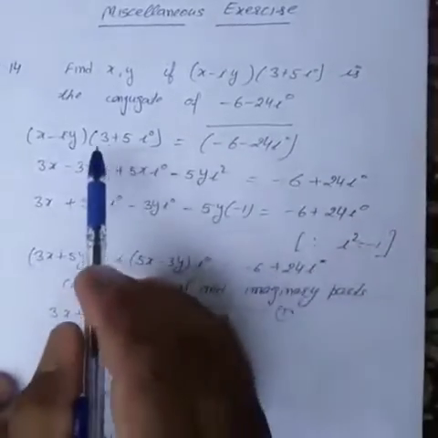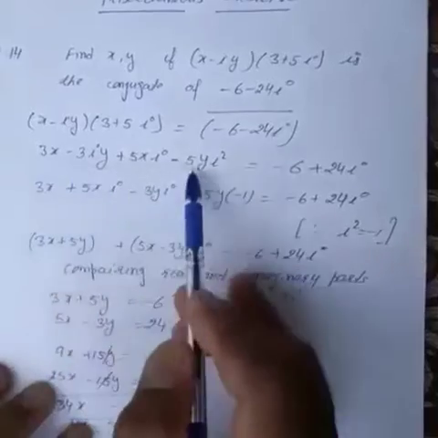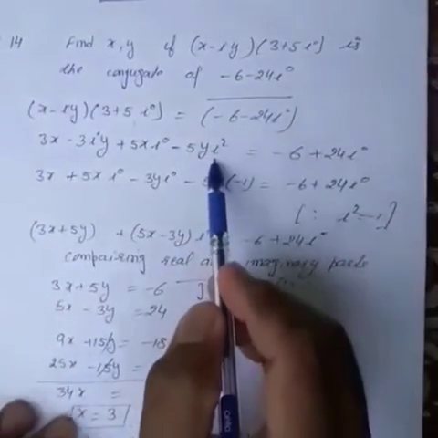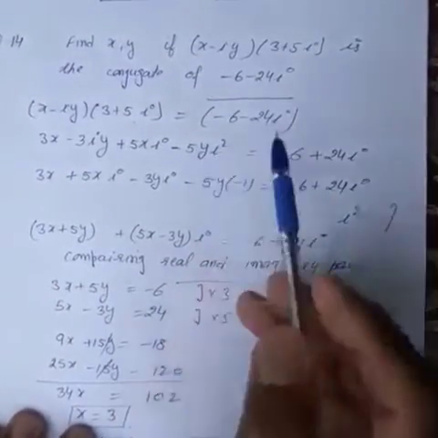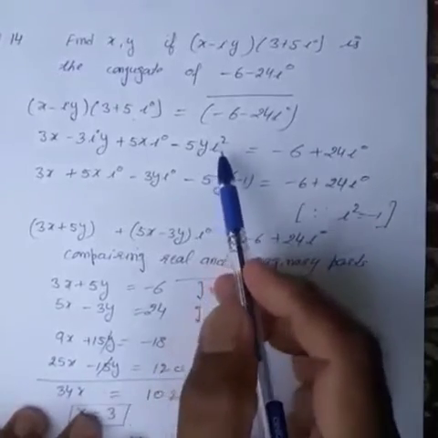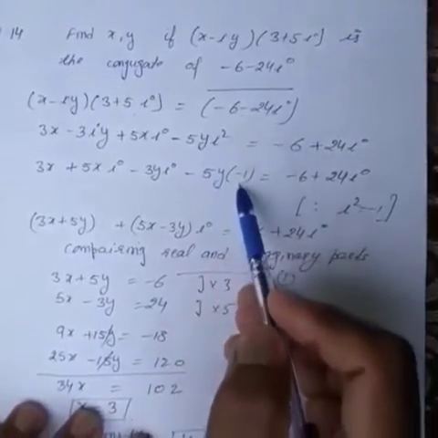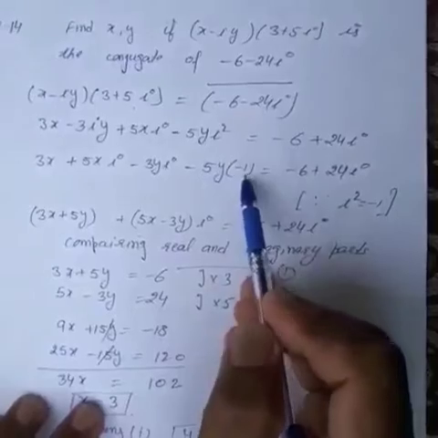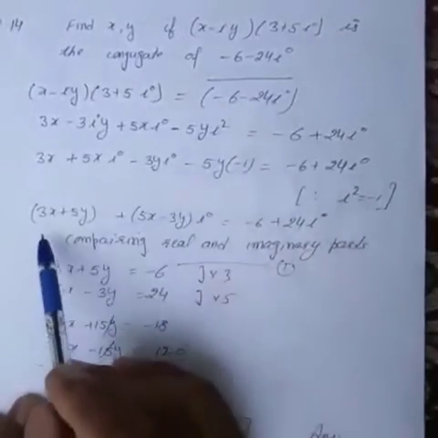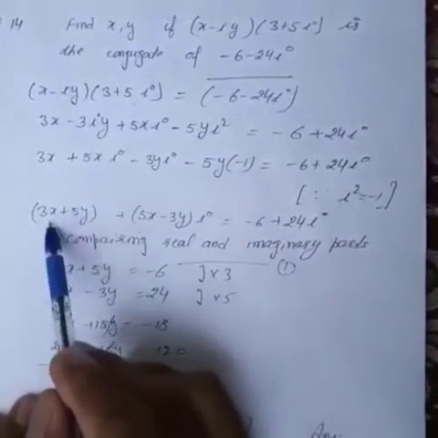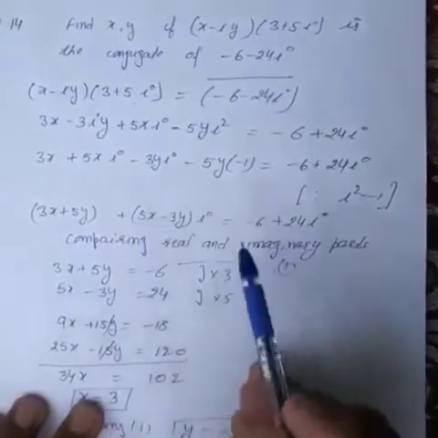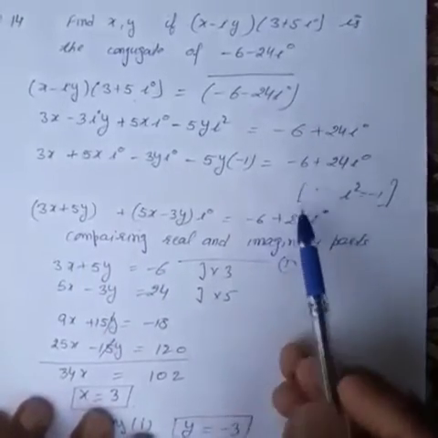So now simplify the left hand side by multiplying. Here we are having iota square. So we know whenever we are having higher powers of iota, we have to substitute the values. Iota square is minus 1. Now separate the imaginary part and real part. So this is the real part and this is the imaginary part. This is equal to the conjugate.